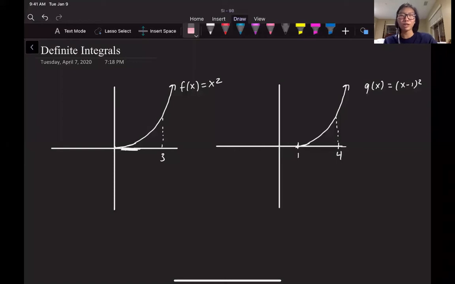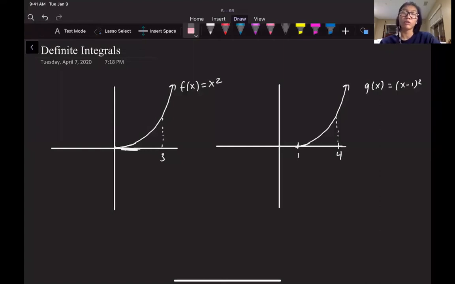Today I'm going to be talking about the definite integral, and going over an interesting tidbit about definite integrals. Up on the blackboard right now, you can see that I have two different functions. I have the graph of f of x and I have the graph of g of x.